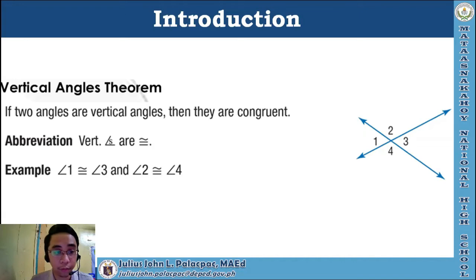Yung una ay yung vertical angles theorem. If two angles are vertical angles, then they are congruent. So yung vertical angles, dalawang line na dinivide sa apat yung angles. Yung opposite ng angle 1, which is angle 3, ay equal. Yun ay vertical angles theorem. At yung opposite ng angle 2, which is angle 4, is also equal. So yung vertical angles are congruent.